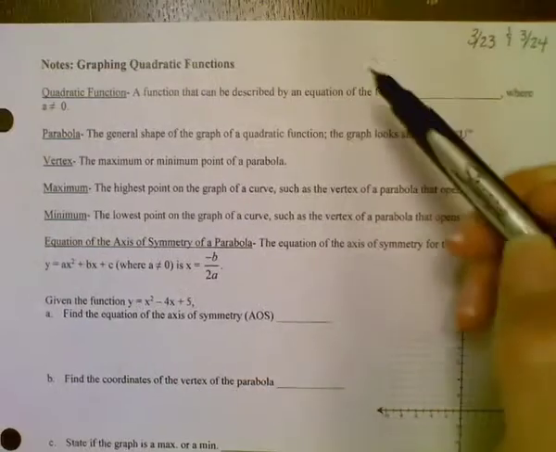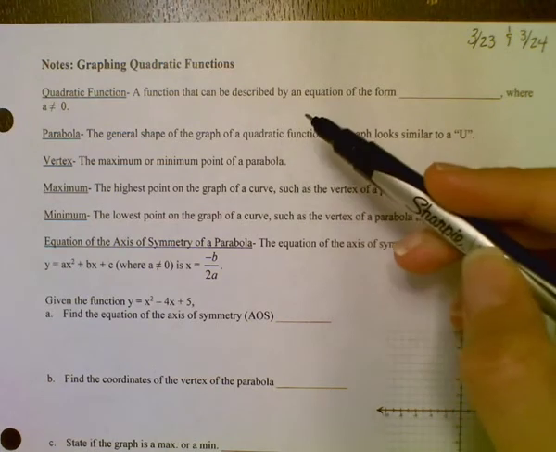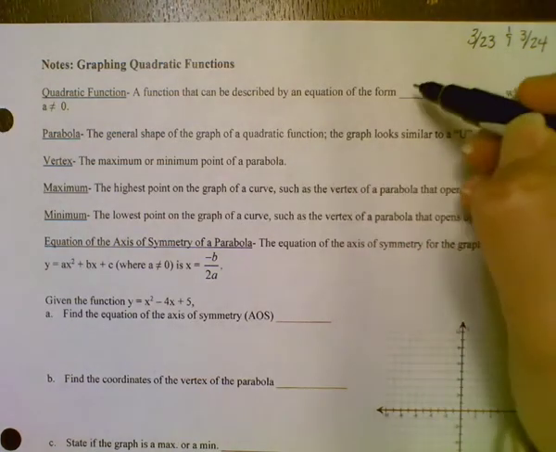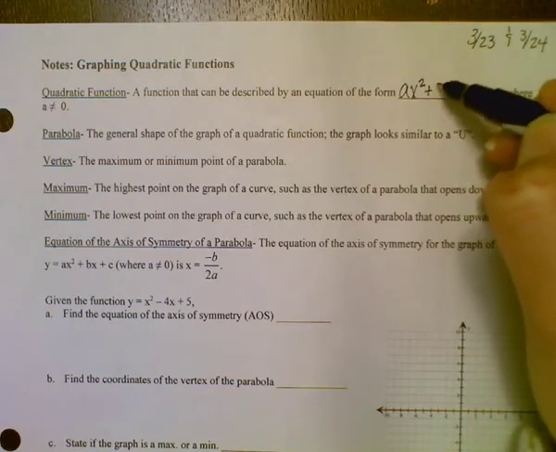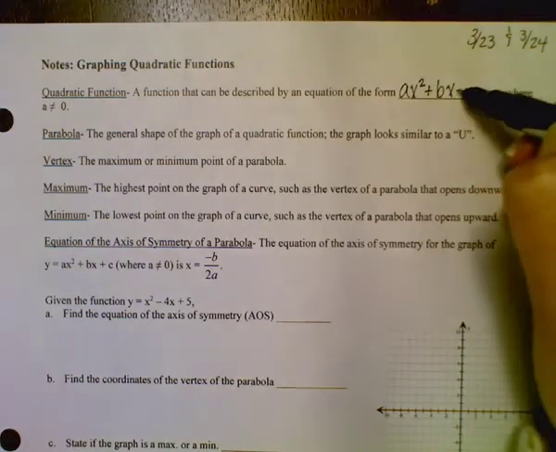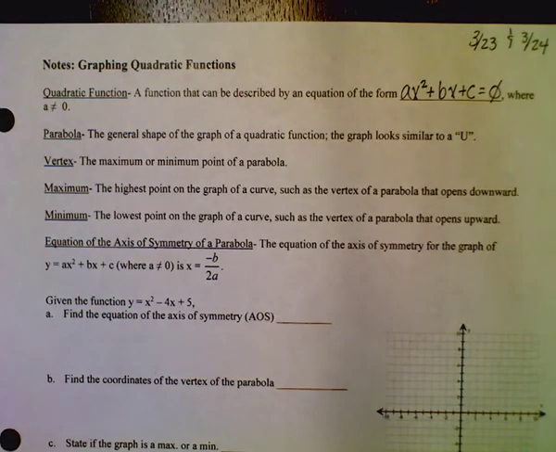So for starters here, we see that a quadratic function is just a function that can be described by an equation of the form, and here's just standard form. When we talked about standard form last time, ax squared plus bx plus c equals 0. Remember, it needs to be set equal to 0 before you can start solving it.